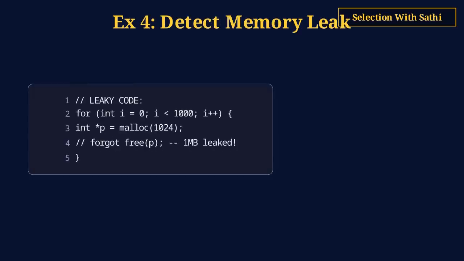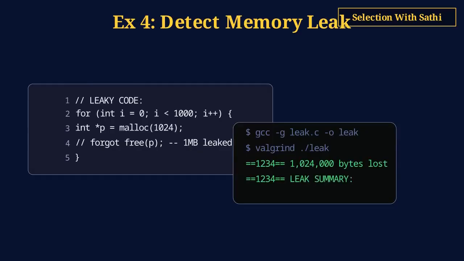Fourth example, detect a memory leak. Here's the buggy code: void process, int *p = malloc(100), use p, then return. The problem is there's no free before the return. Every call to process leaks 100 bytes. The fix is simple, add free(p) before the return statement.